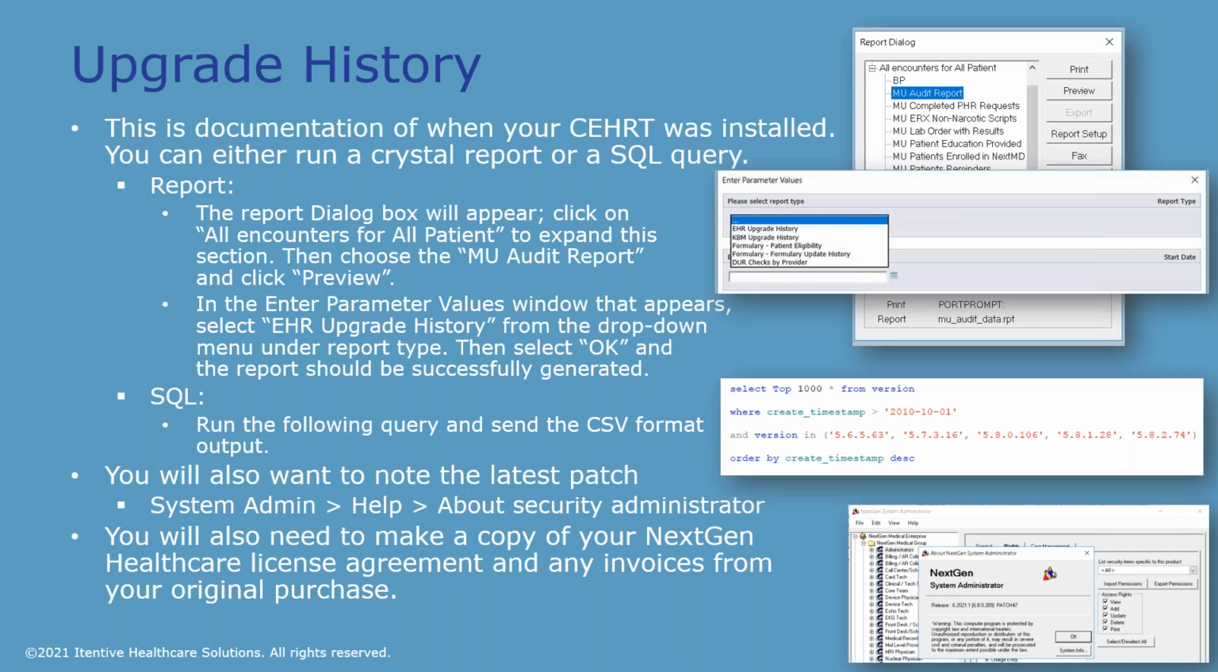NextGen also recommends to make a copy of your NextGen Healthcare license agreement and any invoices from your original purchase. Again, that's more of a one-time thing. If you already have this set aside in your binder or saved out somewhere from previous years, that's something you can just pull forward each year.